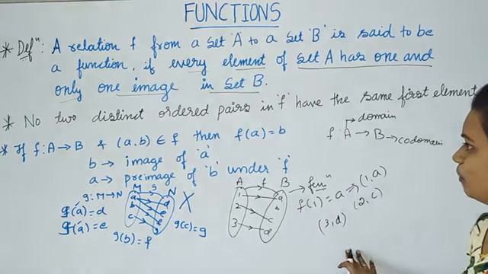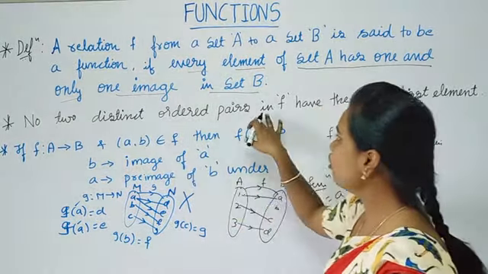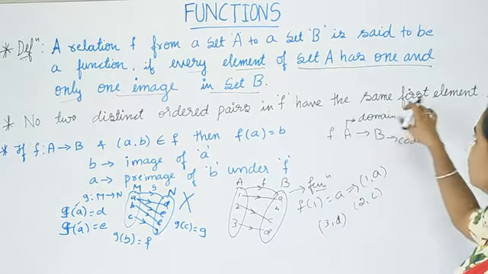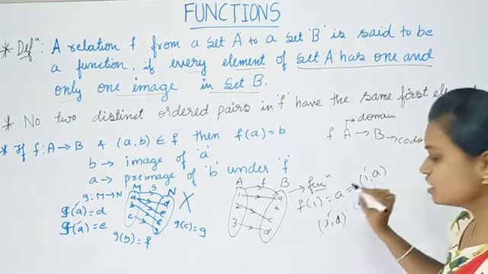This is an ordered pair. No two distinct ordered pair in F have the same first element. These are all first elements, right?